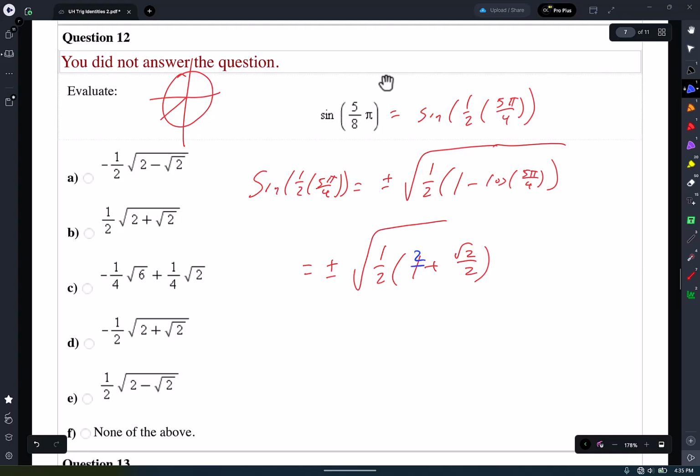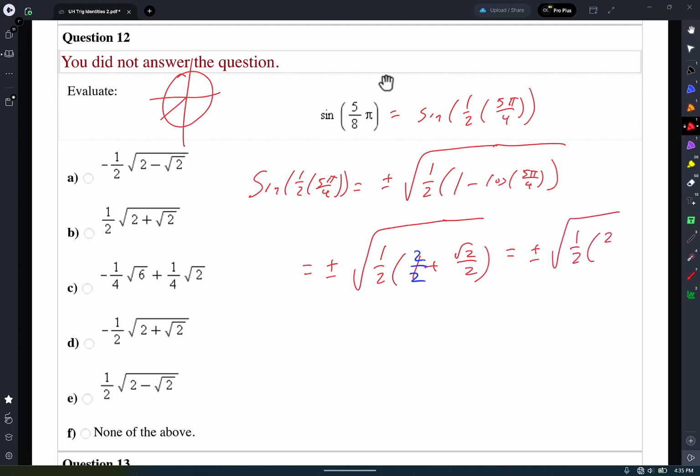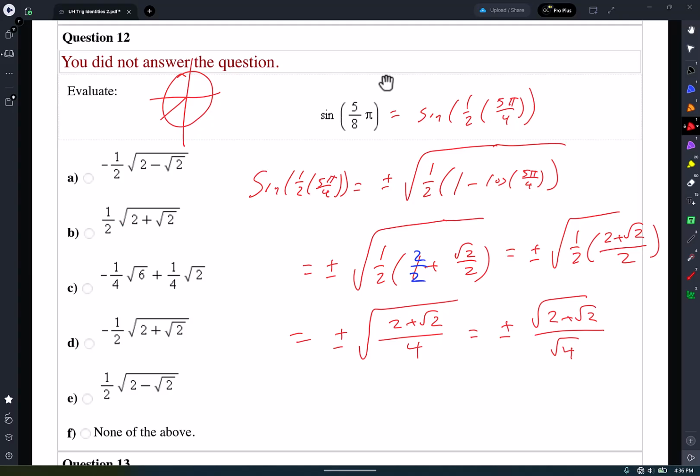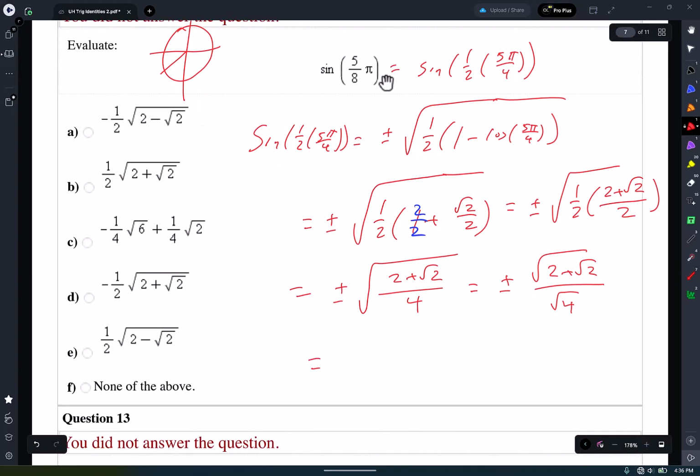I'm going to turn this 1 into 2 over 2. So let's see, plus or minus square root of 1/2 times 2 plus square root of 2 over 2. And then I'm going to have 2 plus square root of 2 on the top, and 2 times 2 is 4. So plus or minus square root of 2 plus square root of 2 over square root of 4. The square root of 4 is 2. Plus or minus, put the 1/2 in the front, square root of 2 plus square root of 2.